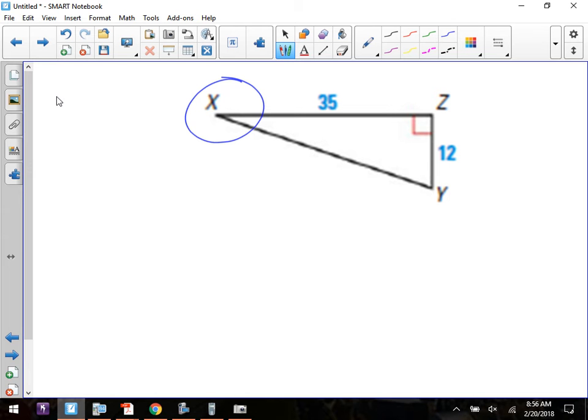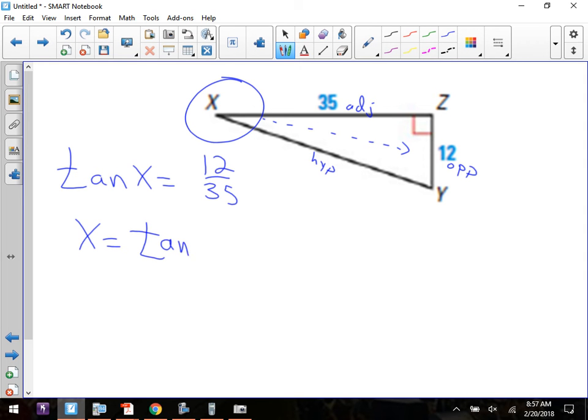So always draw to your opposite, adjacent, hypotenuse, process of elimination. What trig function will work with opposites and adjacents? Tangent. Very good. So I'm going to write it out. We know that the tangent of angle x will equal 12 over 35. And a second ago, Josh, you made the comment about using the -1 symbol. Remember, that symbol stands for inverse. So we write it out: x will equal the inverse tangent of 12 over 35.